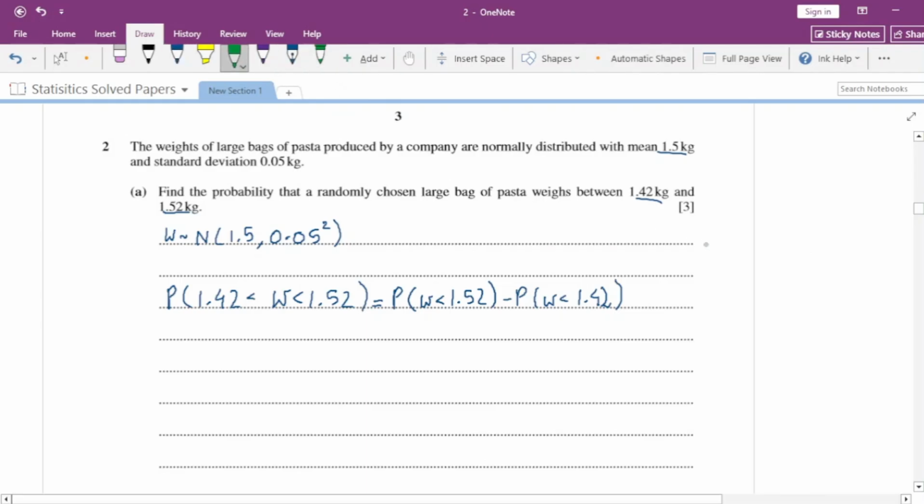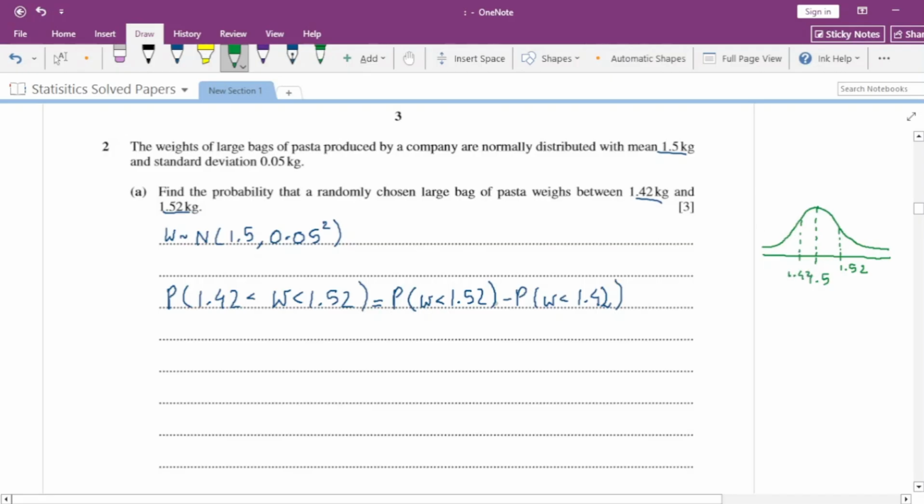And if for some reason you cannot come up with these statements, you can always draw up your normal distribution curve. All right, so I'm going to sketch the normal distribution curve over here real quickly. Right, so in the center we have our mean of 1.5, and we are looking for weights between 1.42 and 1.52. So 1.52 is greater than 1.5, so it would be somewhere over here. 1.42 is lesser than the mean 1.5, so it would be somewhere over here. Don't need to worry about the exact positions, you just need a sketch, right?